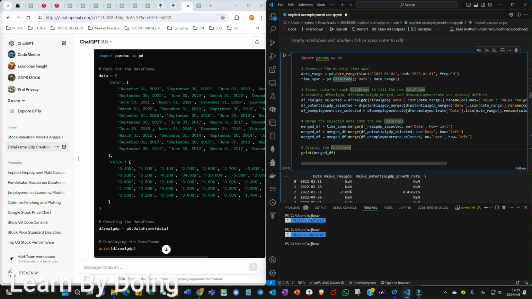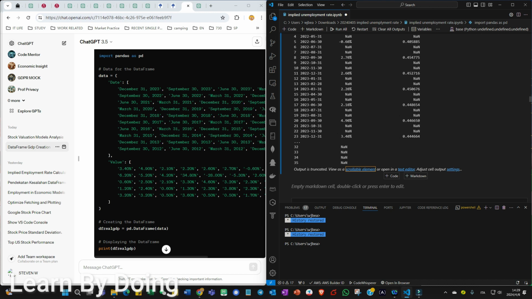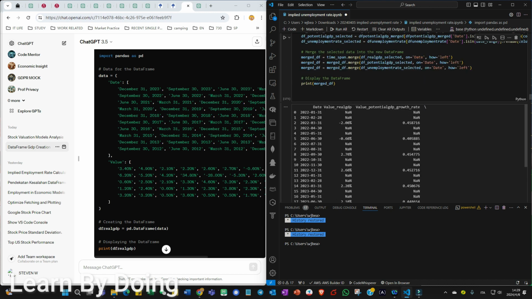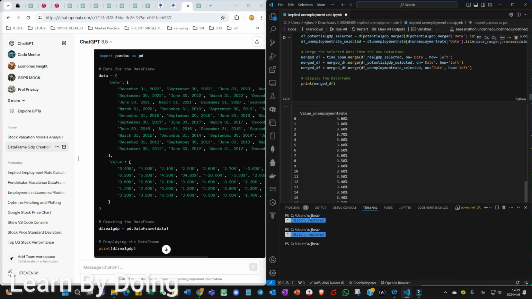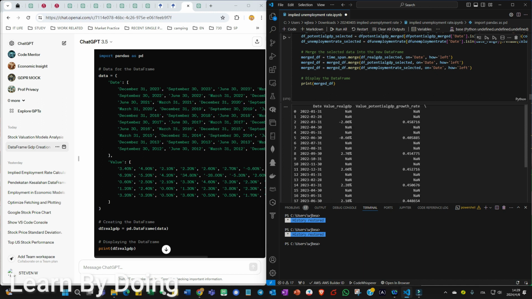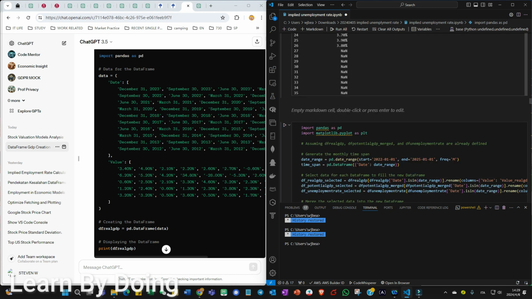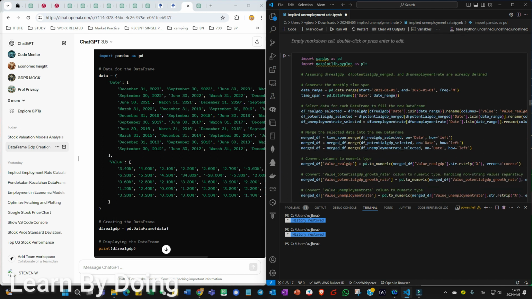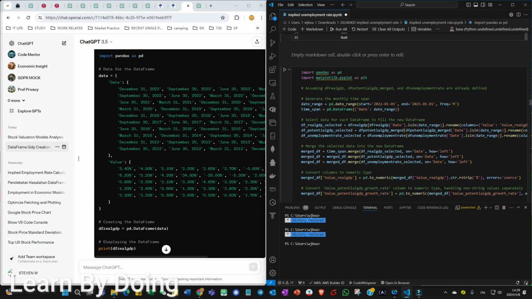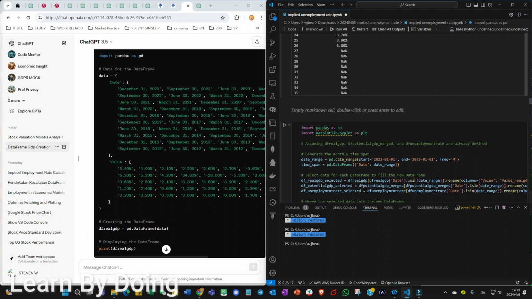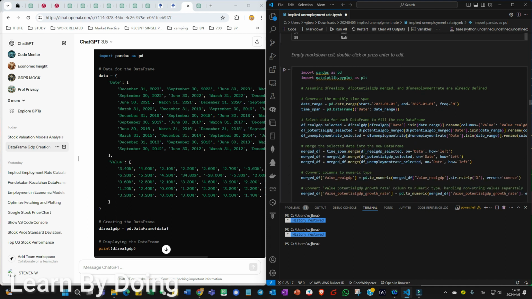Okay, so let me see this data. I'm merging some of the data: real GDP growth rate, potential GDP growth rate, and this is the unemployment rate. Okay, so let's continue. I have done some, let's say, retry of the code. So you see this part, we have some repetition, because the merge part is more or less a repetition here.